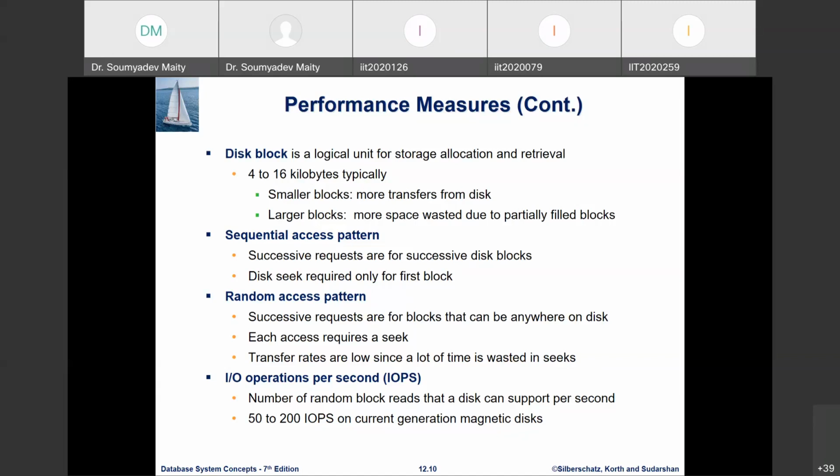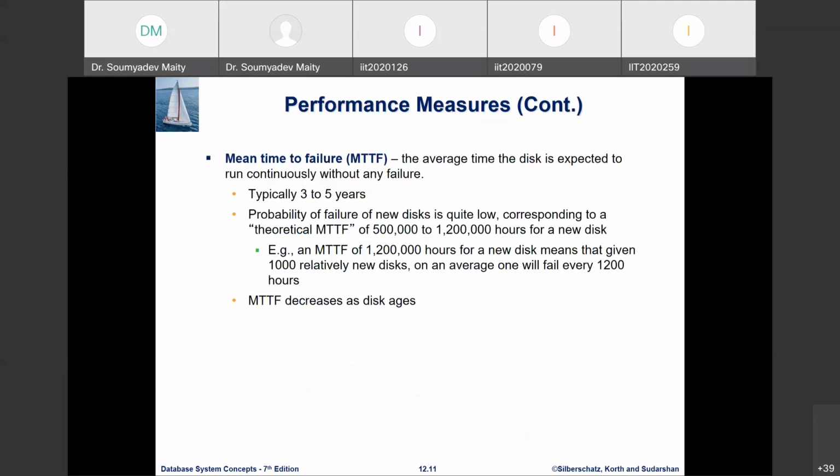Okay. This is the basic background required.